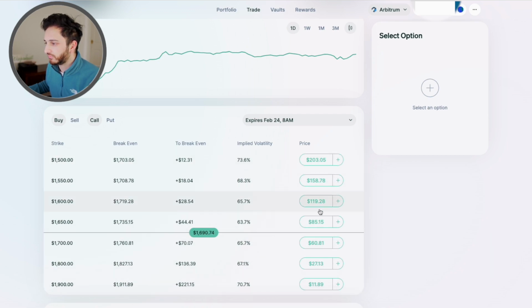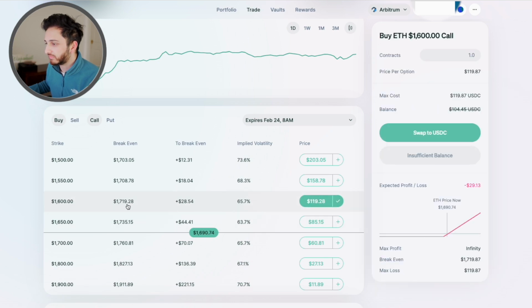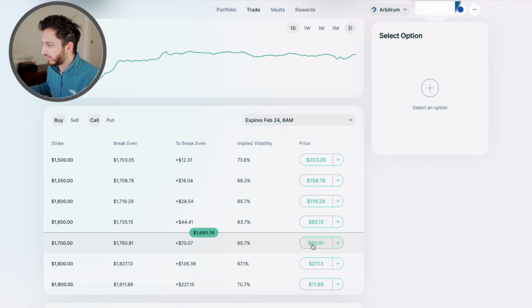For example, if you wanted to buy a call option for Ethereum, perhaps you wanted to buy this one with a strike price of 1600. Break-even price means, because of the cost of the actual option itself, your break-even price is $1,719. You can see in this wallet I don't have enough USDC for it at the moment, but all you do is click it. So let's pick this one, for example.